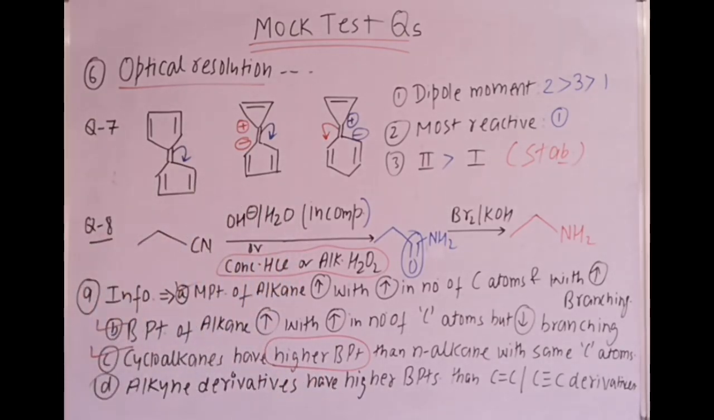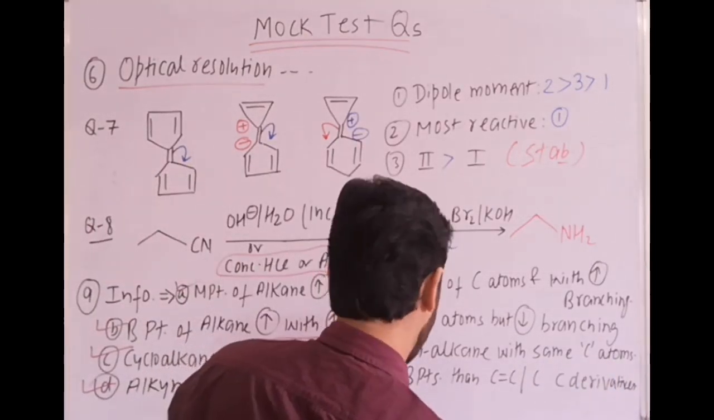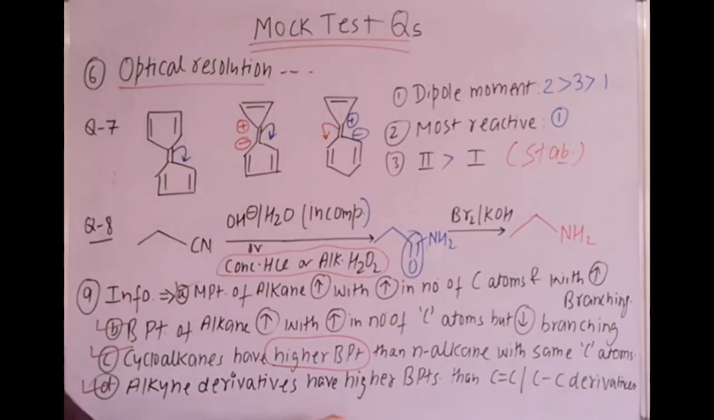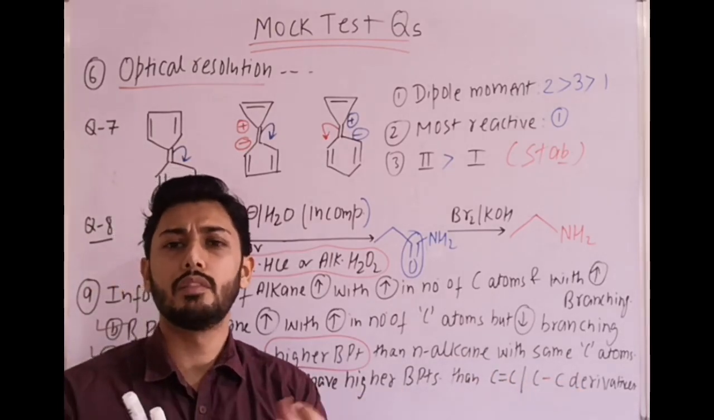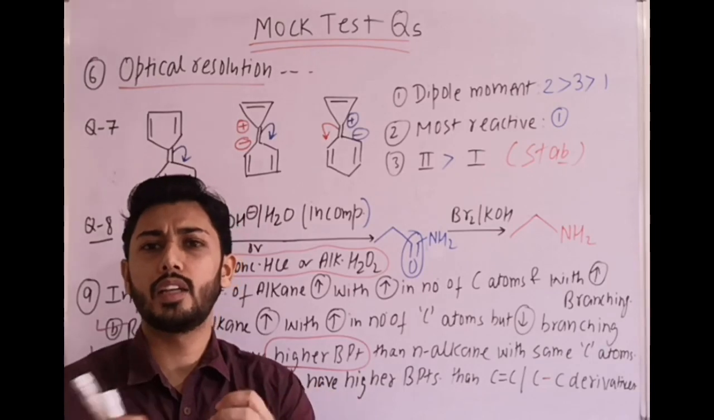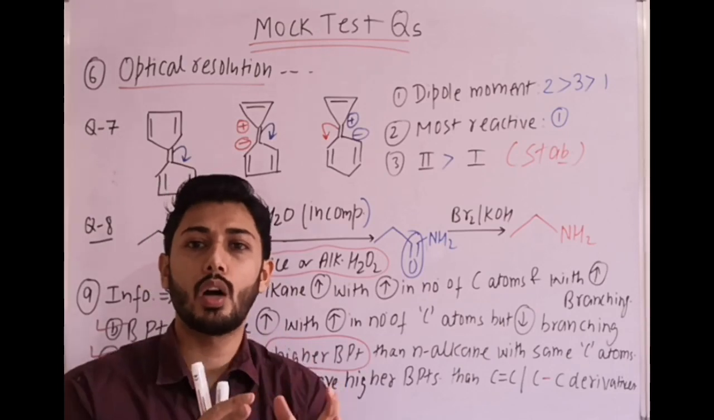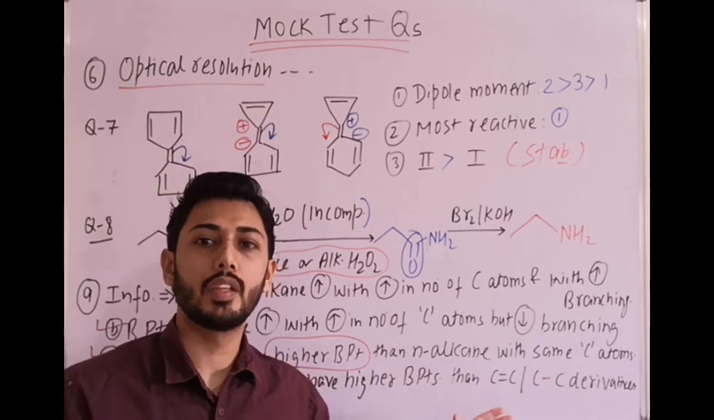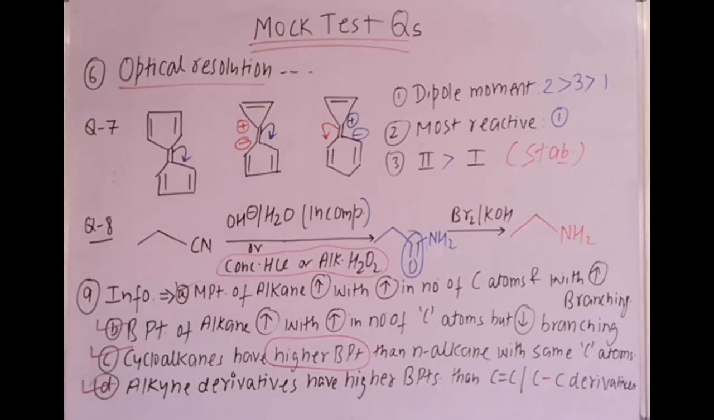Then the next information, again important: among alkyne, alkene and alkanes, alkyne derivatives have higher boiling points as compared to alkenes and alkanes, because they have more pi electrons, and that gives rise to more electric field, more distortion of the electron cloud, and due to that more force of attraction among the particles. So the important point is that the boiling point of alkyne derivatives is more as compared to alkene and alkane derivatives.